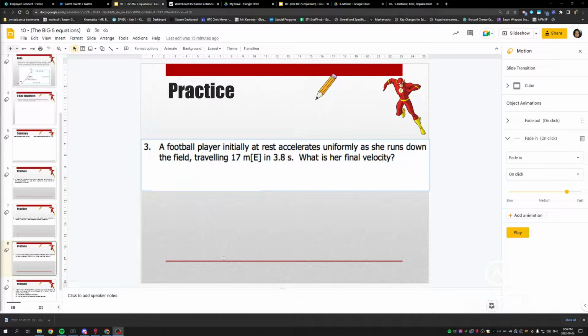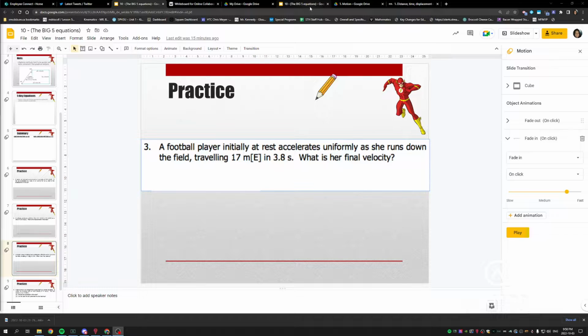Okay, so let's look at practice problem number 3, where a football player is initially at rest, which means that they're not moving, so their velocity is 0. And they're going to accelerate uniformly as they run down the field, traveling 17 meters east in 3.8 seconds. And we want to figure out what their final velocity is.